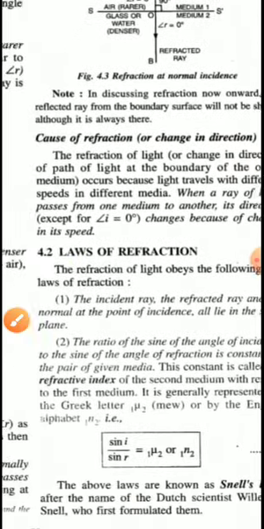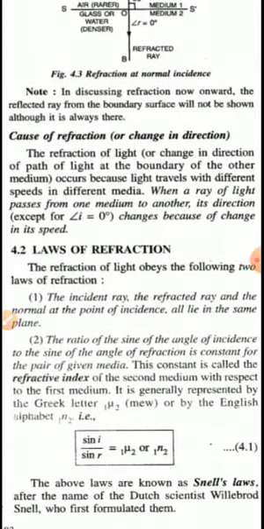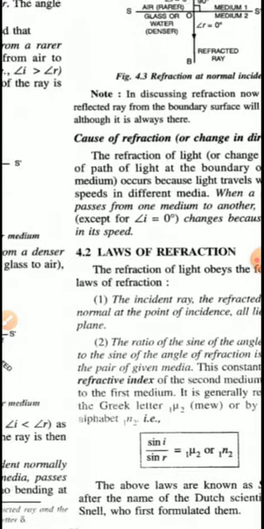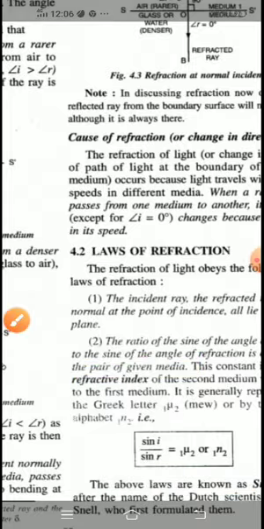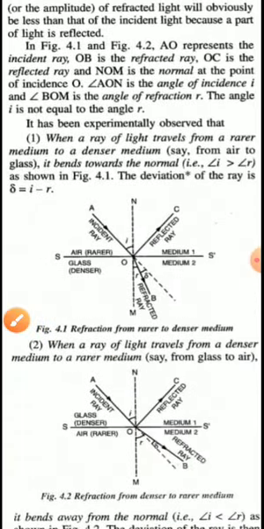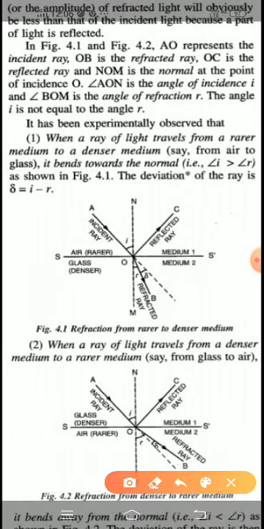And the next one, the ratio of the sine of the angle of incidence to the sine of the angle of refraction is constant for a given pair of media. It's a constant value. For example, listen, here what is the pair of media? It is air to glass. Here the light is traveling from air to glass, so for this your refractive index will be a constant value. But when it travels from glass to air, it will be a different constant value. So understand, a pair of media means from where to where the light is traveling.